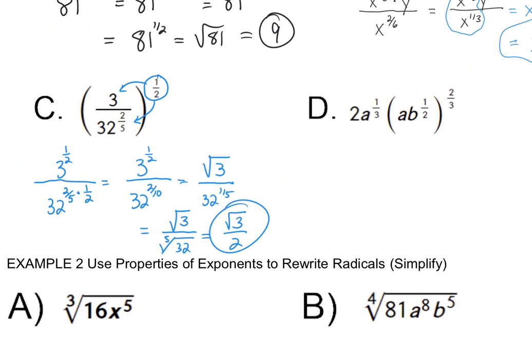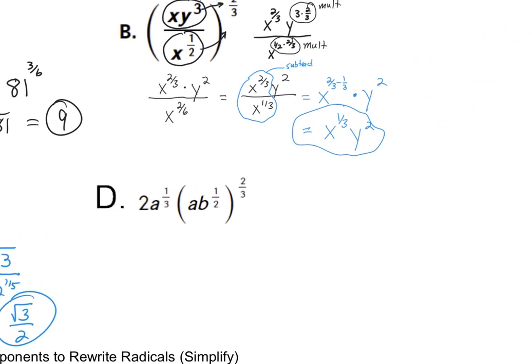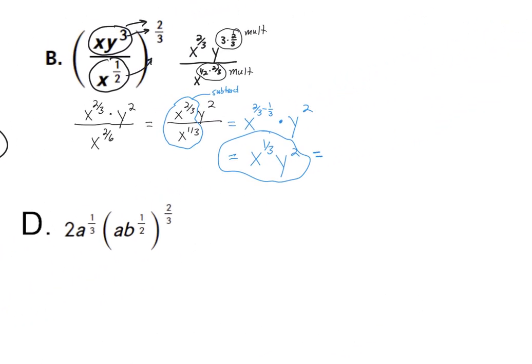All right, I'm actually going to go back up and rewrite this final answer. We are going to write that as the x to the 1/3. Okay, I'm going to actually write that as the cube root of x times y squared.